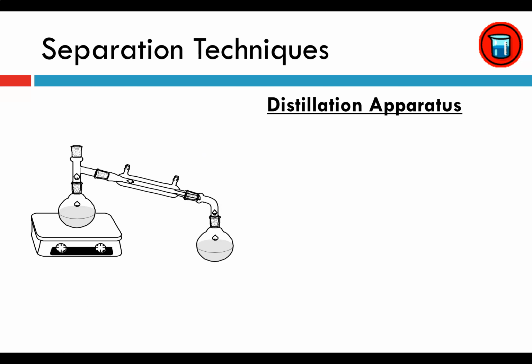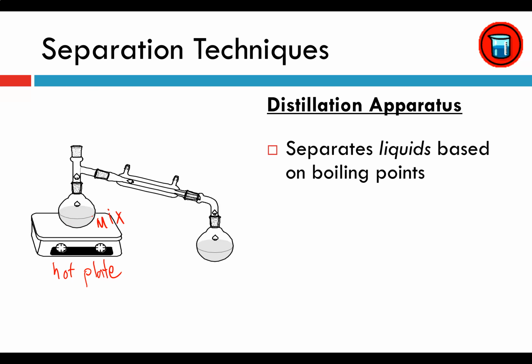This piece of equipment is called a distillation apparatus. So let's say we've got a mixture of, well, let's go ahead and use rubbing alcohol as an example. Rubbing alcohol is usually at least 50% water, and the rest of it is your alcohol. So what we would do is take a heat source, like a hot plate, take our mixture, and heat it up. The distillation apparatus is going to separate liquids based on their boiling point.